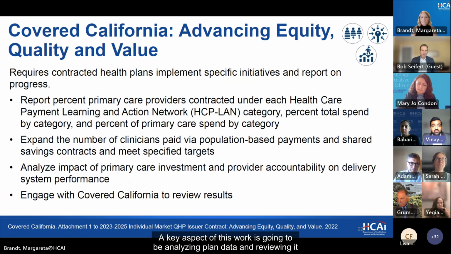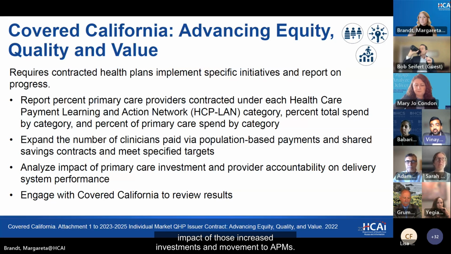A key aspect of this work is going to be analyzing plan data and reviewing it for continuous improvement, and working with Covered California to understand the impact of those increased investments and movement to APMs.